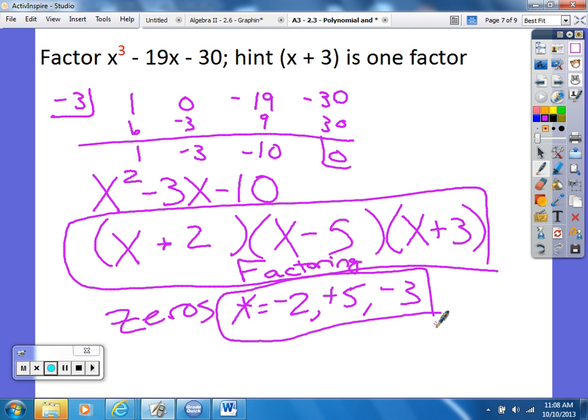Does that make sense? So I wrote both of those down so that in case your homework asks you for zeros, you give me x equals. If it says factoring, you give me parentheses.